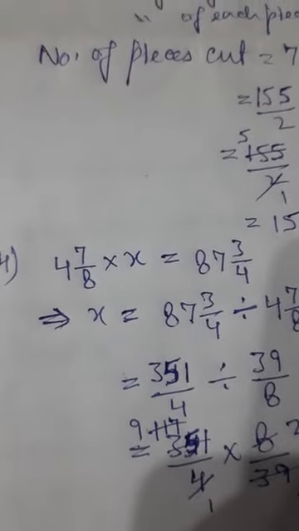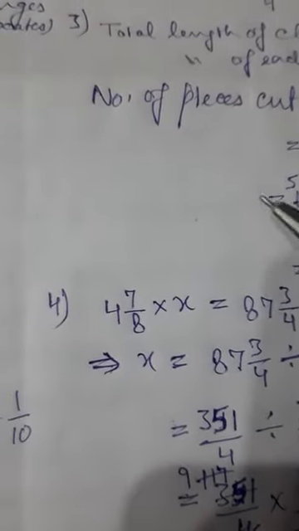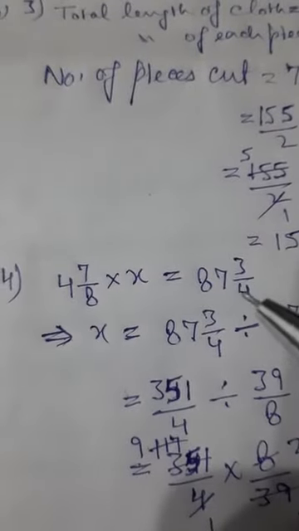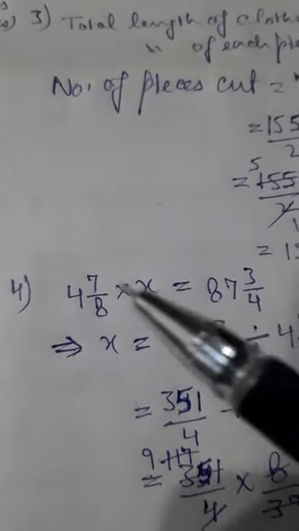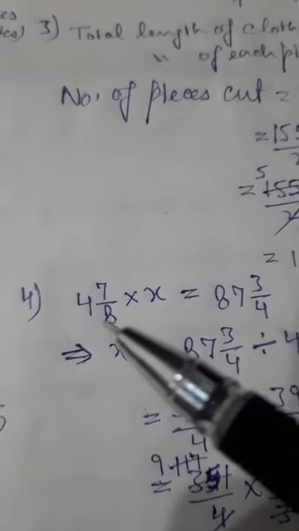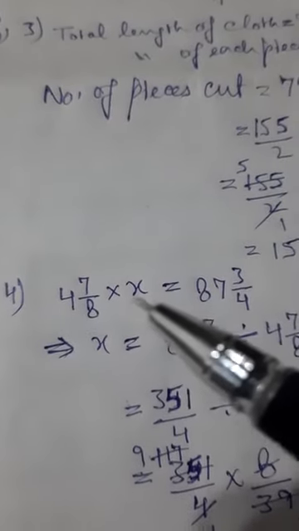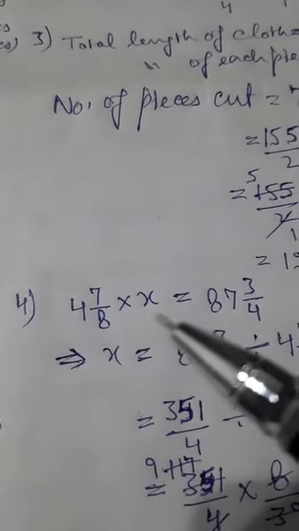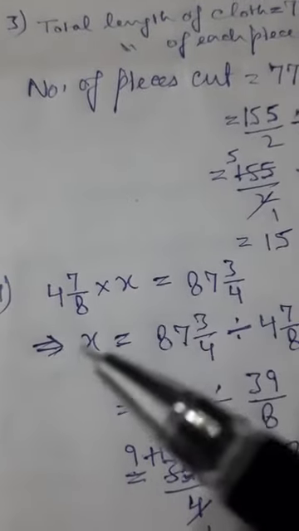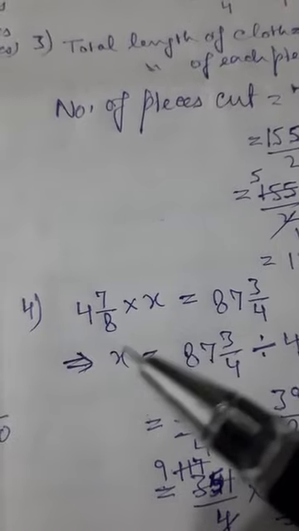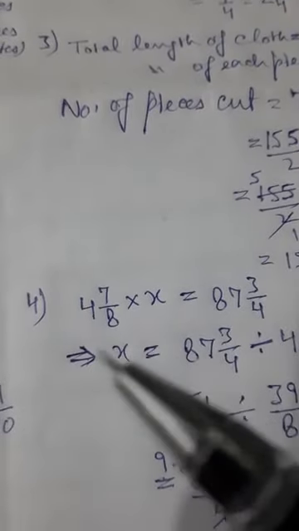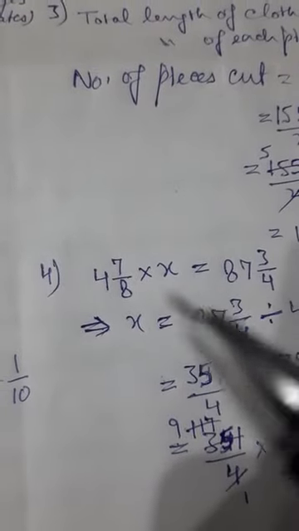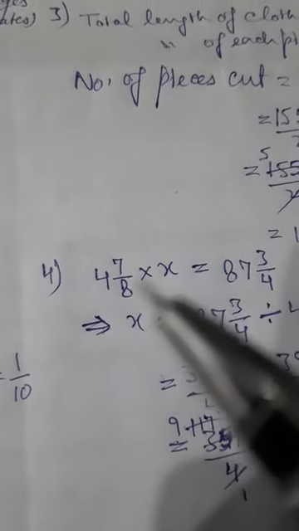By what number should 4 whole 7 upon 8 be multiplied to get 87 whole 3 upon 4? Let the number which multiplies this number be x. So 4 whole 7 upon 8 multiplied by x equals this. Now to find x, as you have learnt in linear equations, we shift this to the other side and its sign gets reversed.